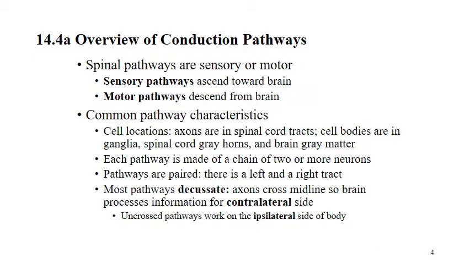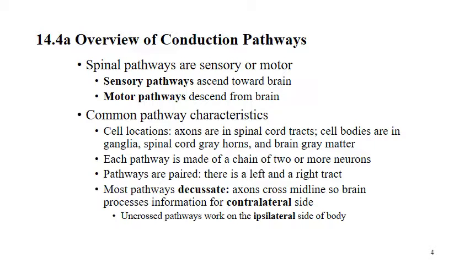So a quick overview of the conduction pathways. Our spinal pathways are going to be either sensory or motor. As we've continued a theme here, sensory pathways are going to ascend, or go up towards the brain, and motor pathways are going to descend, going away from the brain. Some common characteristics that pathways have: the cell's location. Axons are going to be in spinal cord tracts, like we saw before, with our white matter within the spinal cord. Cell bodies are in ganglia or spinal cord gray horns and brain gray matter.